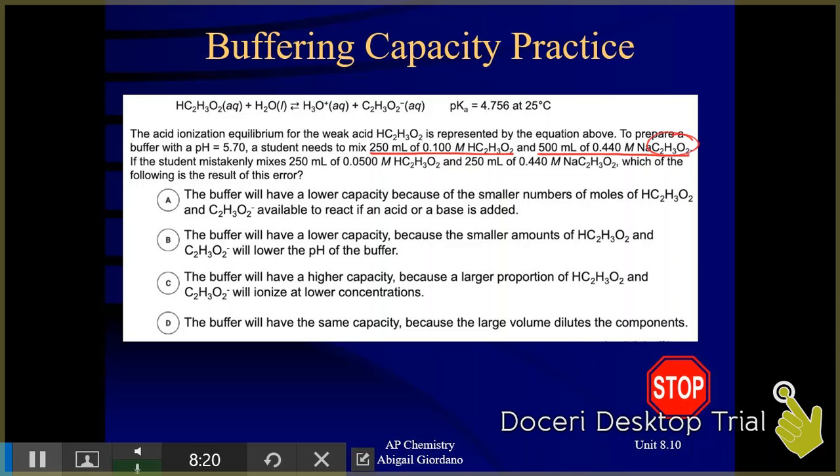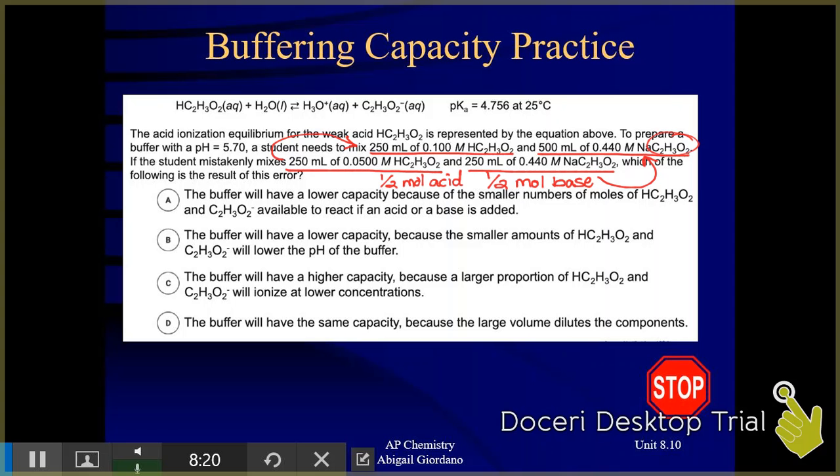Okay, but then it says if the student mistakenly mixes, and if you look at the numbers here, compare this set of numbers to this set of numbers. The volume is staying the same, but we're cutting the moles in half. Or excuse me, we're cutting the molarity in half, which as a result means half the moles of the acid. Okay. Look at what's happening to the conjugate base. Compare these numbers to these numbers. The molarity is staying the same, but I'm cutting the volume in half, so guess what? I'm also getting half the number of moles of the conjugate base.